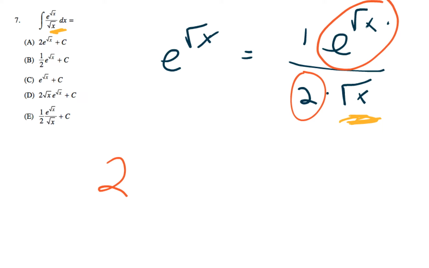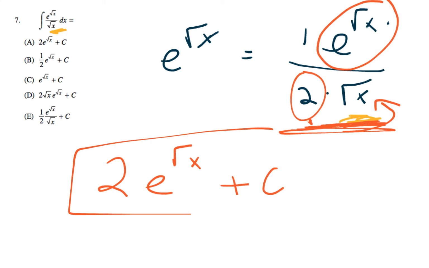Well, the antiderivative of e to the radical x is just e to the radical x. I've already taken care of offsetting everything with the 2, and this will naturally appear. This will naturally happen. So all I need to do is write the plus c, and I've got my answer, which happens to be A.